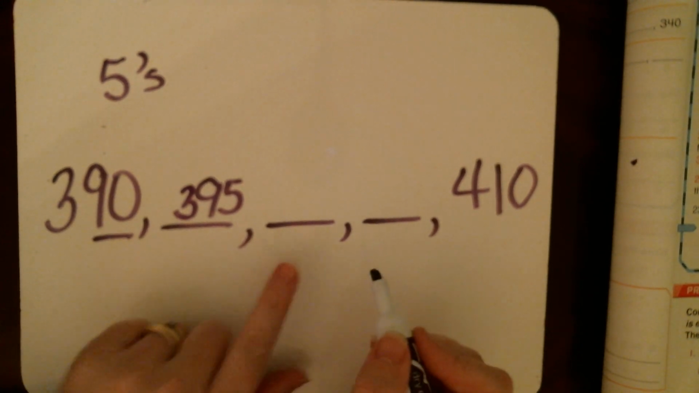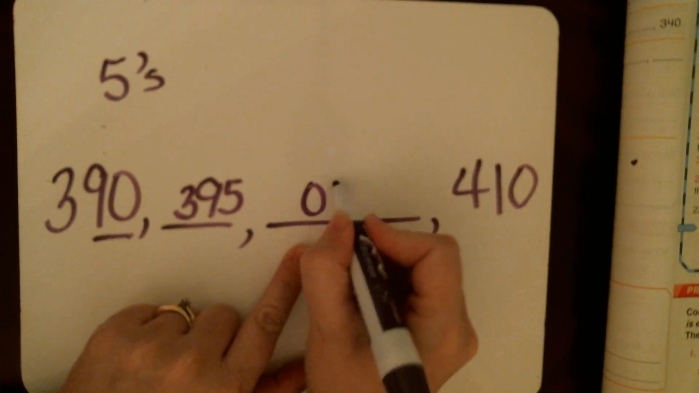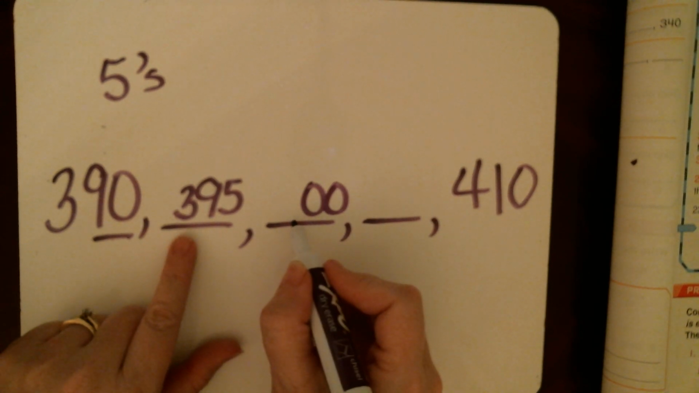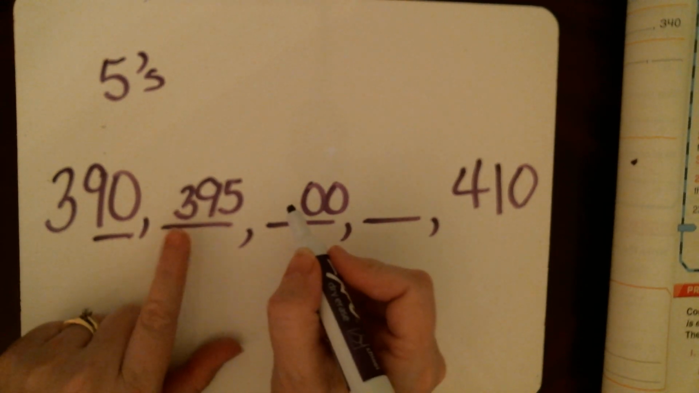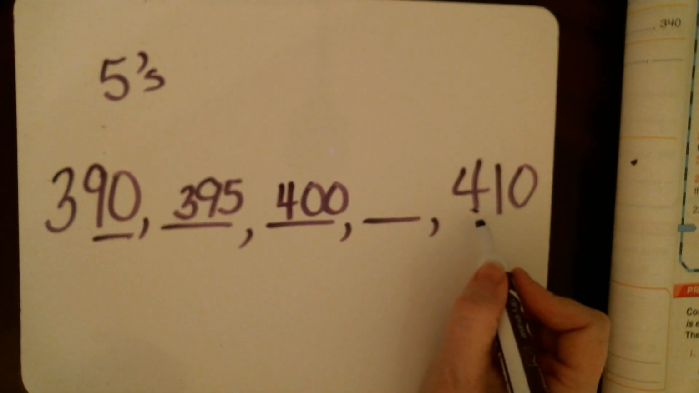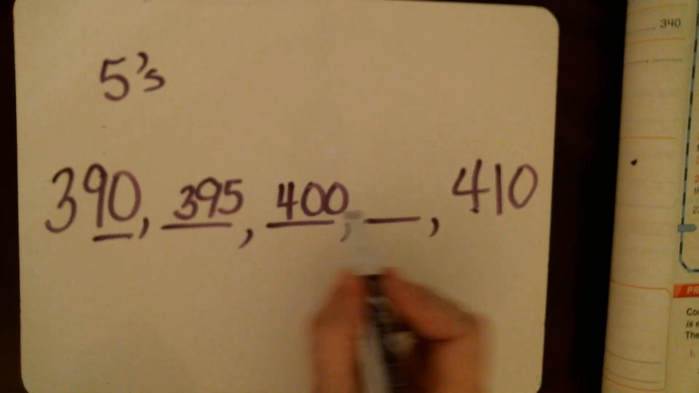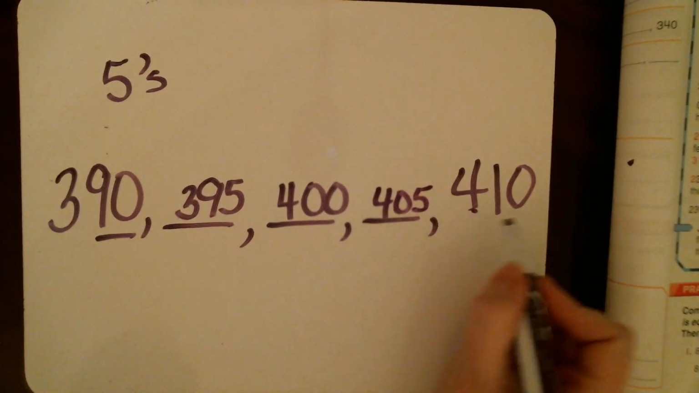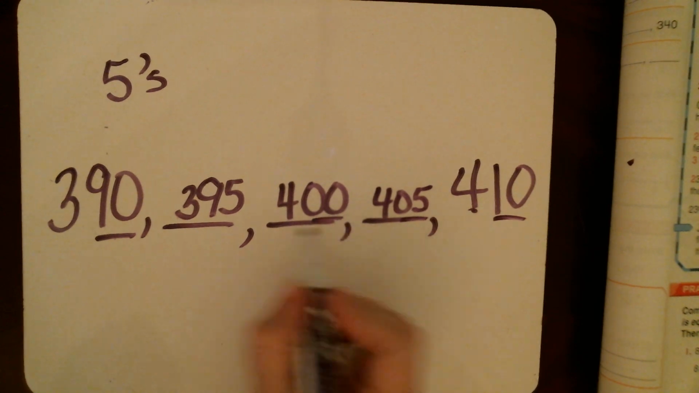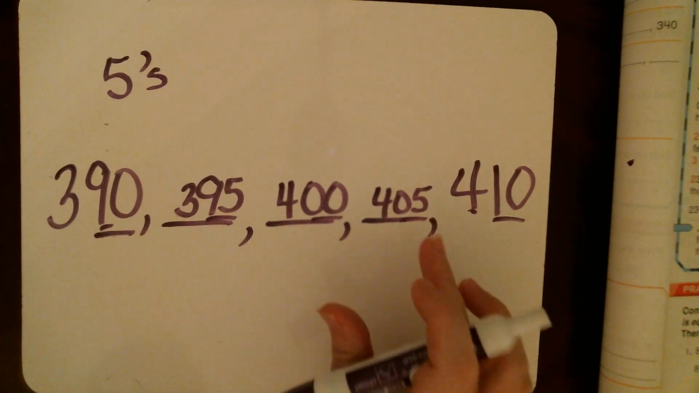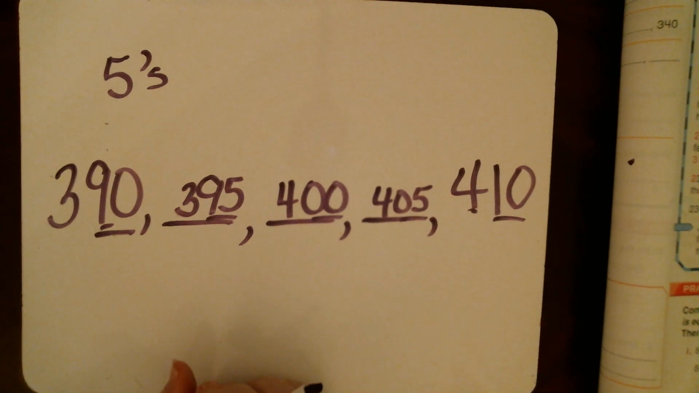90, 95, 100. But it's not going to be 300. We're going to move to our next 100. So after 300 comes 400. And they kind of give you a hint over here with that. And then 5 more would be 405. Okay? Making sure that you're doing every 5, paying attention to that. 90, 95, 100, 105, 110.